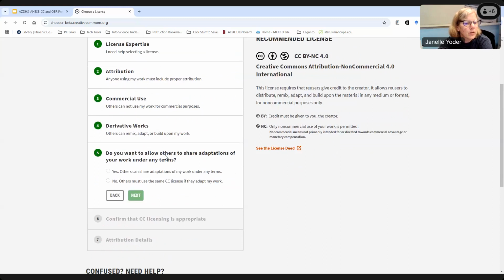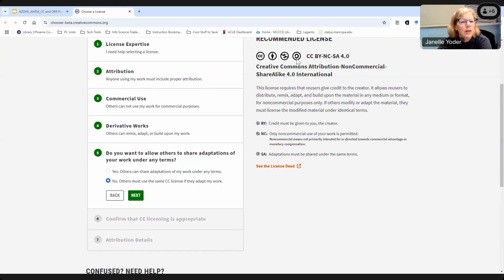And then do we want to allow others to share adaptations of your work? Under any terms? Let's say no, let's not worry about that. So then that will be that share alike. Yes. And that's where I think it looks different in different versions. I feel like that's one of the things that looked a little different. Go to the next.